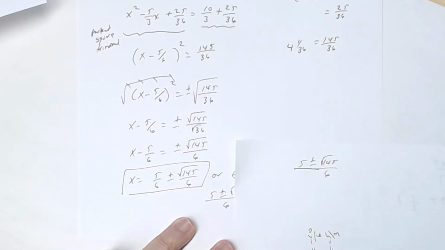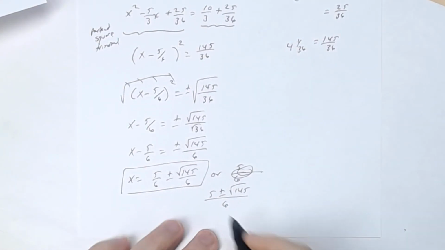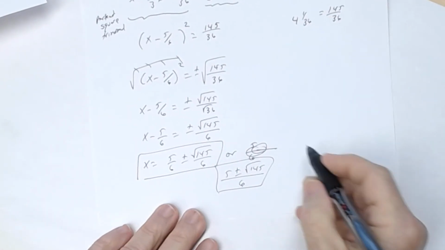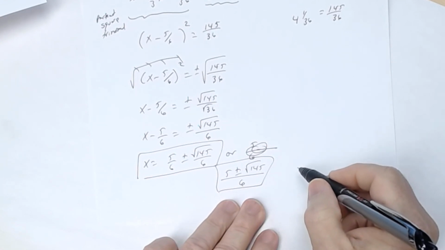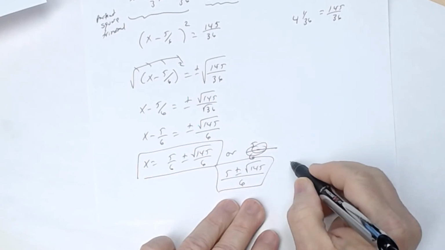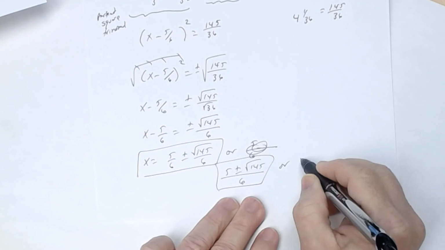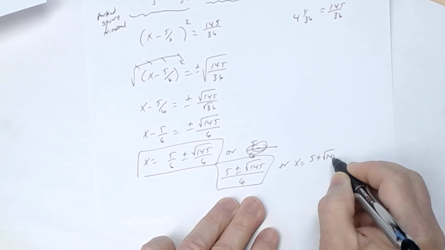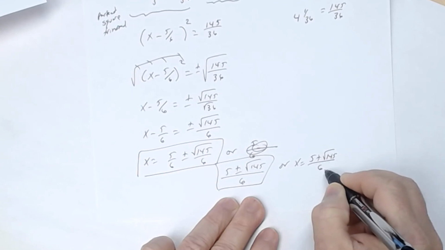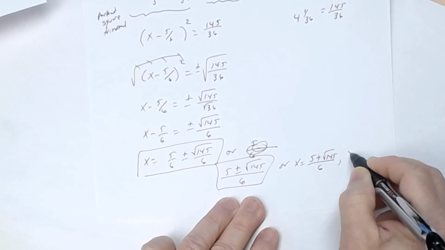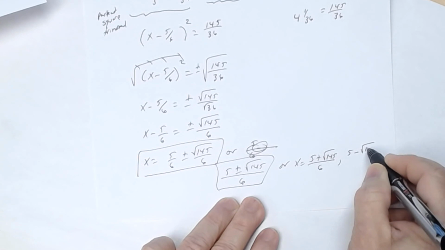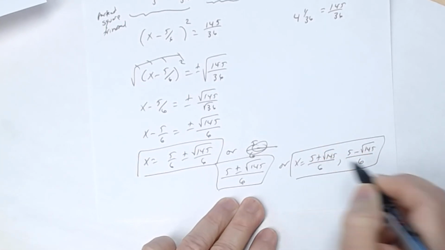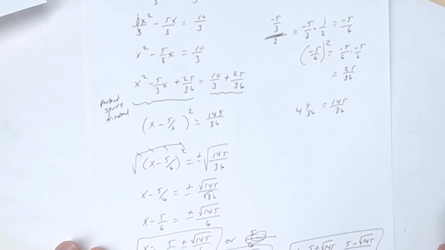All right? Okay. And then another way to write this, and you may have to do this in MyLab or some other platform, is to write as two separate solutions. So you're going to say x equals 5 plus the square root of 145 divided by 6. Notice all that's being divided by 6. And the other one is 5 minus the square root of 145 divided by 6. And that's it.